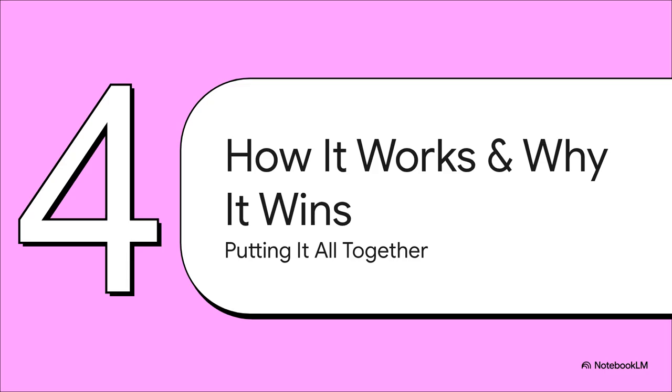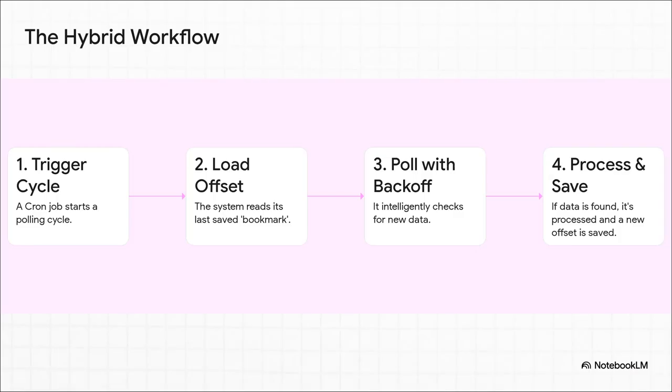All right, so we know the ingredients, but how does the recipe actually work? Let's walk through the whole workflow step by step, and you'll see exactly why this hybrid pattern is the absolute go-to when you can't get that ideal log-based CDC. Okay, so here's the play-by-play. First, a scheduler, like Cron, kicks things off. Let's say it runs every 5 minutes. The very first thing the process does is grab its bookmark. It loads that last saved offset. Then, and only then, it starts that smart Backoff polling loop, looking for new data.